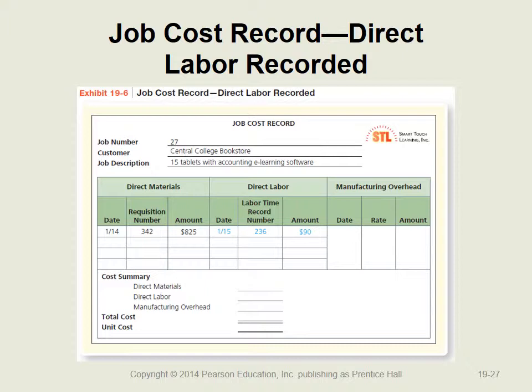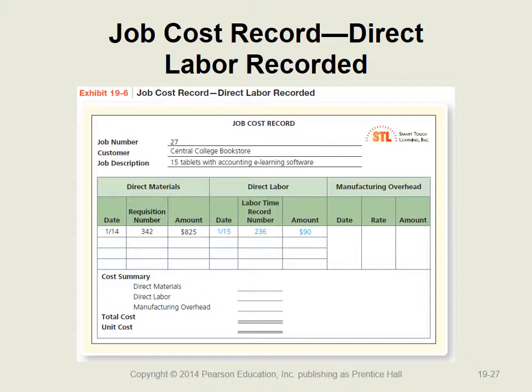Exhibit 19.6 shows the job cost record for job 27. Direct materials have been recorded, as shown previously. Direct labor costs are assigned to the job based on labor time records. These labor time records may be obtained electronically when employees swipe their ID cards and enter job information, or they may be obtained from a manual system. In either case, the labor time record reports the number of hours worked on the job and the hourly wage rate, and then computes the total direct labor cost for the job.